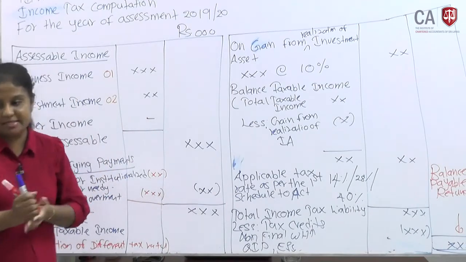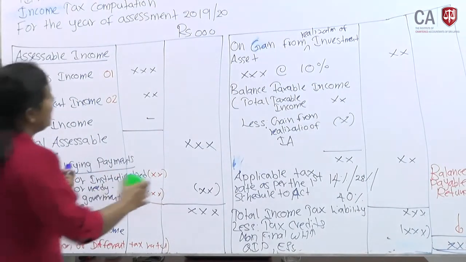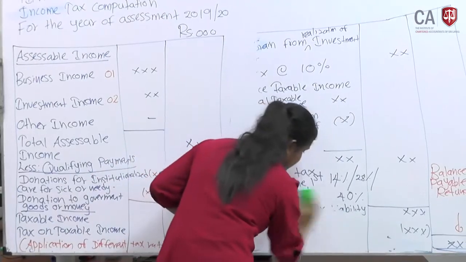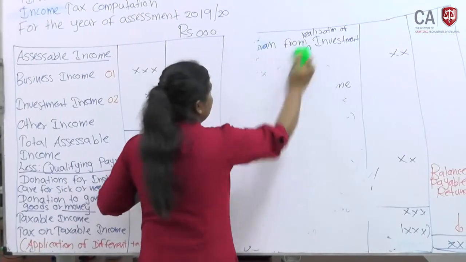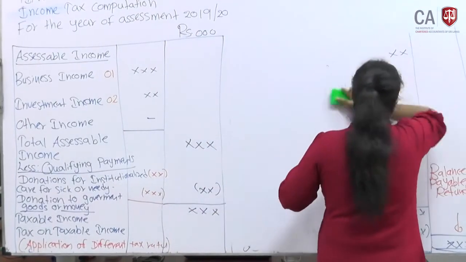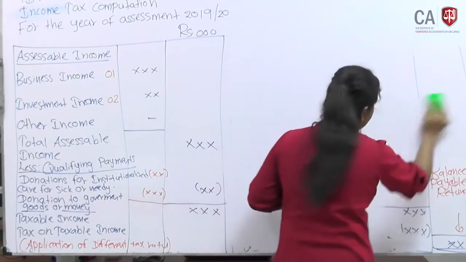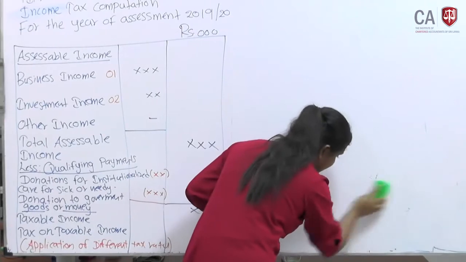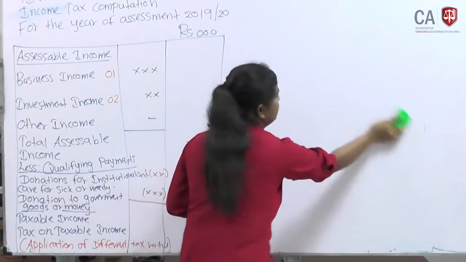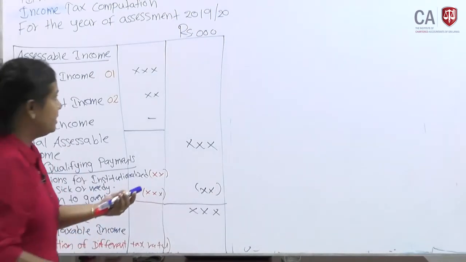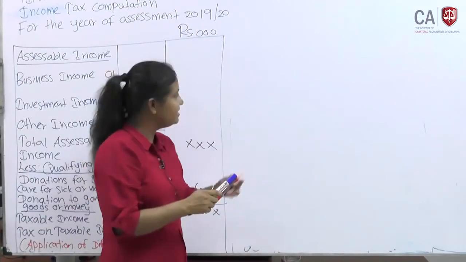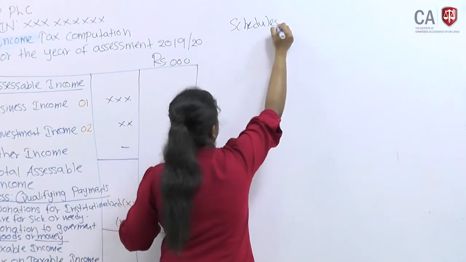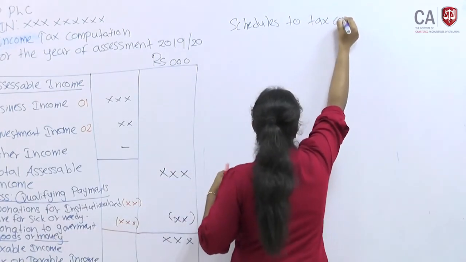Okay, this is the taxable income. For the first part, I will leave it here as the sample. Then we will go to schedule 1. I told you all that business income and investment income are separate schedules to the tax computation. Then the next page of your answer booklet, maybe the next 8 to 10 pages, goes to the business income. These are the schedules to the tax computation.